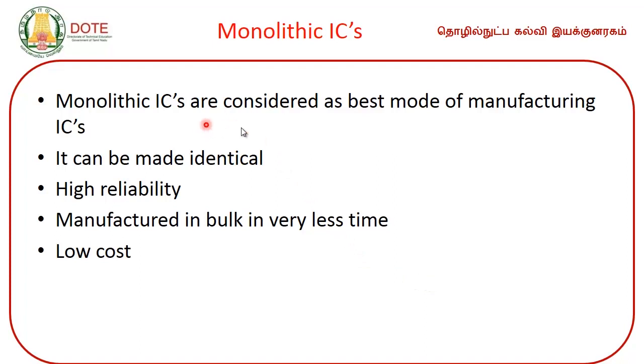Monolithic ICs are considered the best mode of manufacturing IC. It can be made identical. What is meant by identical? In a batch, suppose you are fabricating 10,000 ICs, all the ICs are identical, meaning the electrical characteristics are the same, they behave in the same way, and perform the same function, right.